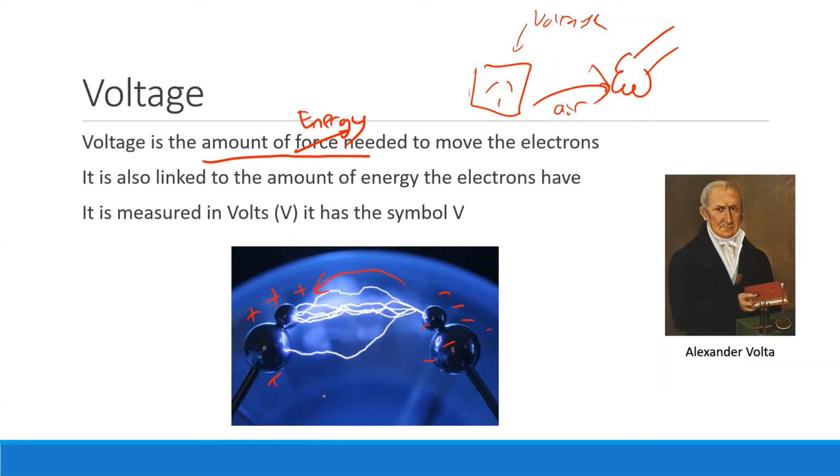Hey, advanced question for you guys. Can anyone tell me why I know the one on the right is negative and the one on the left is positive? This is a bit of a hard question. Anyone know in chat? Because the electrons are jumping from the negative to the positive. Yeah, but how can I tell that they're jumping that way and not jumping this way?